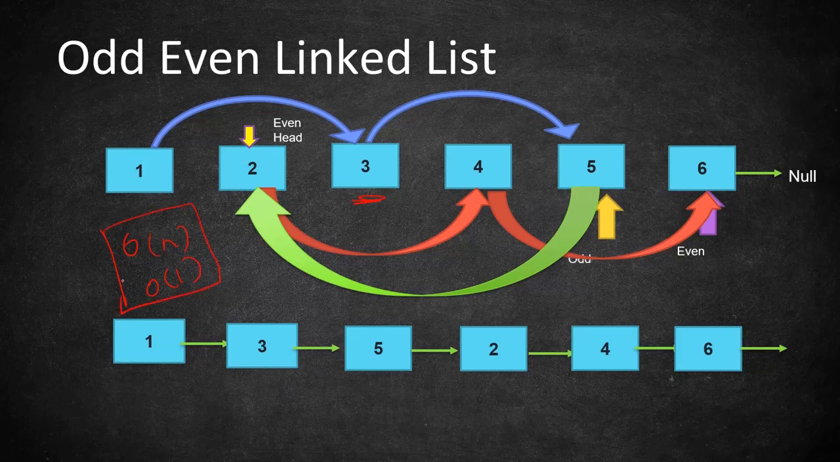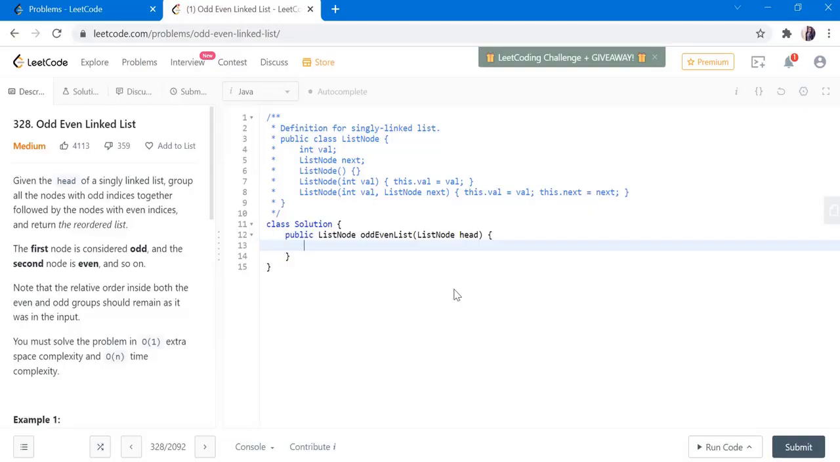So let's go to the code now. As usual, we are going to cover the base condition: if the linked list itself is null, then we are going to return null. Other than that, as I said, we are going to have three pointers. Odd is going to start from head, even is going to start from head.next, and even head is also going to start from head.next, which is the even.